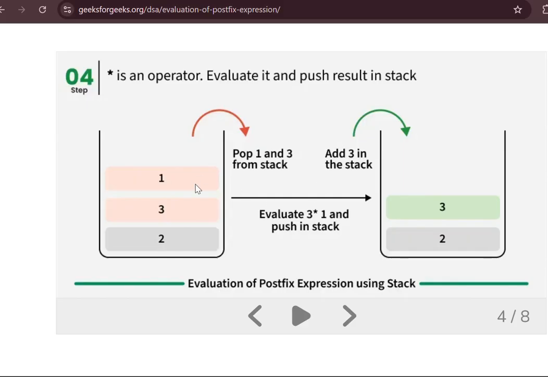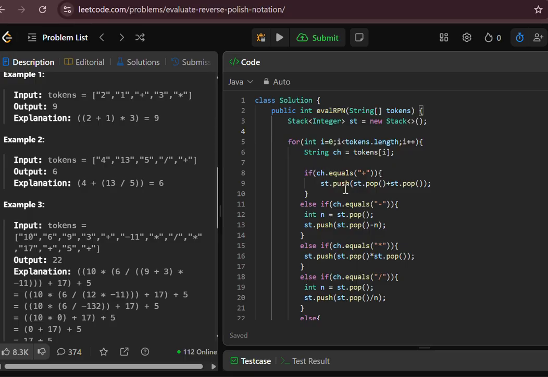Here, we have 1 and 3 in the stack, and we pop 1 and 3 from the stack and evaluate them because multiply is an operator. We evaluate 3 times 1 and push the result back into the stack. So we pop the previous two values and push the result. For plus we do the same, and for multiply we do the same.